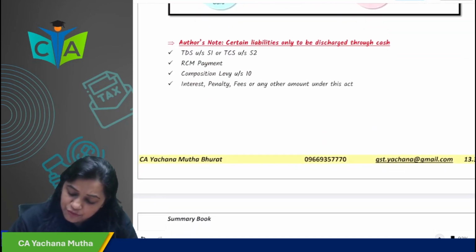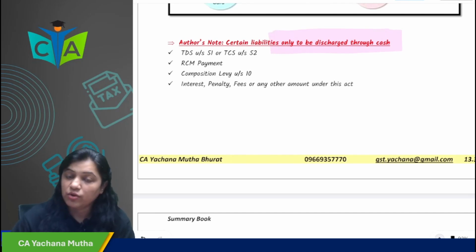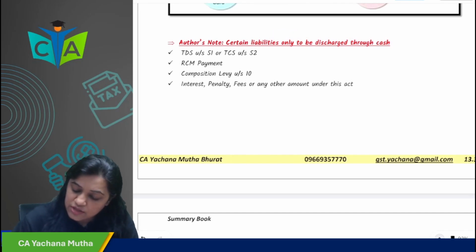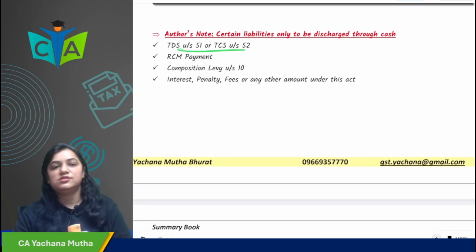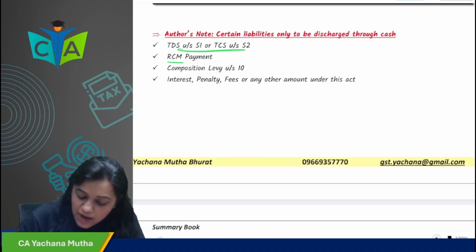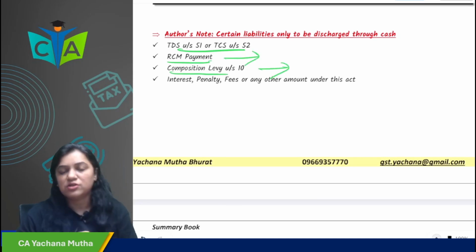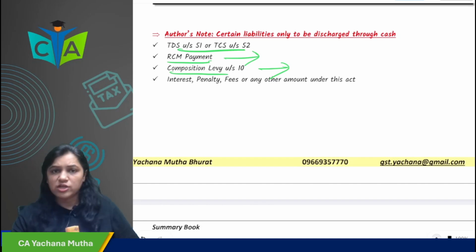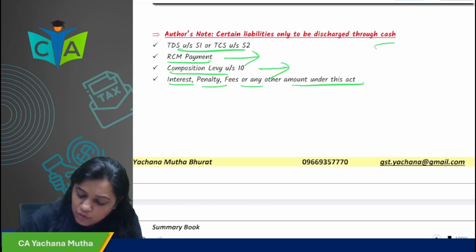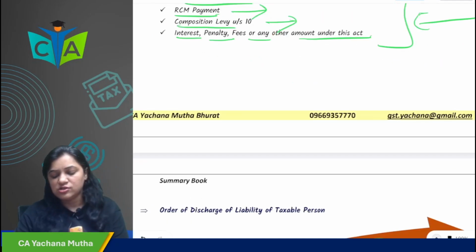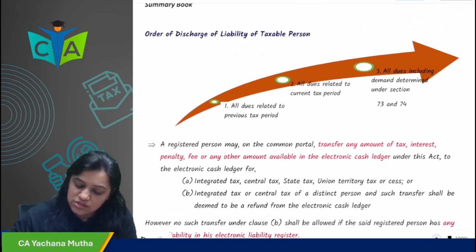Now, there are a few liabilities which are to be discharged only through cash. What are those? The TDS and TCS, always through cash. RCM payment, if you want to make it, always through cash. Composition levy, if you're such a person, you have to always pay through cash because you are not entitled for the ITC. Interest, penalty, fees or any other amount, for all these the electronic cash ledger is utilized.